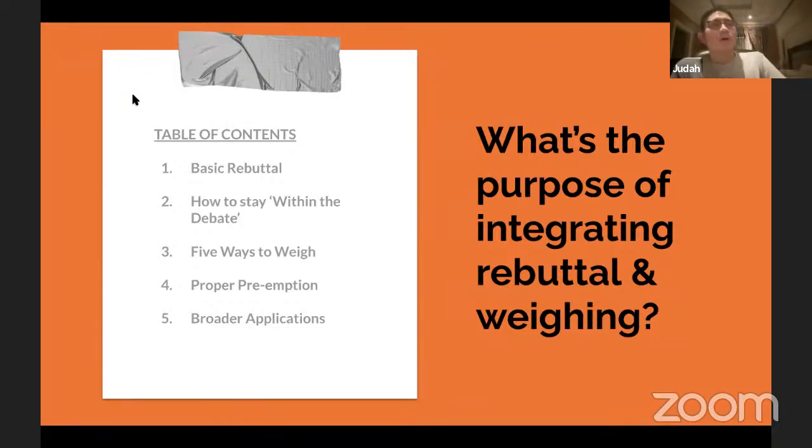So I want to start off by explaining the purpose of integrating your rebuttal and your weigh ups. I think a lot of debaters who've just started off, myself included, start off having to section your rebuttal first, and then you get into your arguments. As you evolve as a debater, as you debate a lot more, you'll realize that you have to integrate it because you just have no time in 7 minutes to make all that separate. And you also realize that in many cases, you're just repeating yourself if you rebut and then you argue and then you weigh.